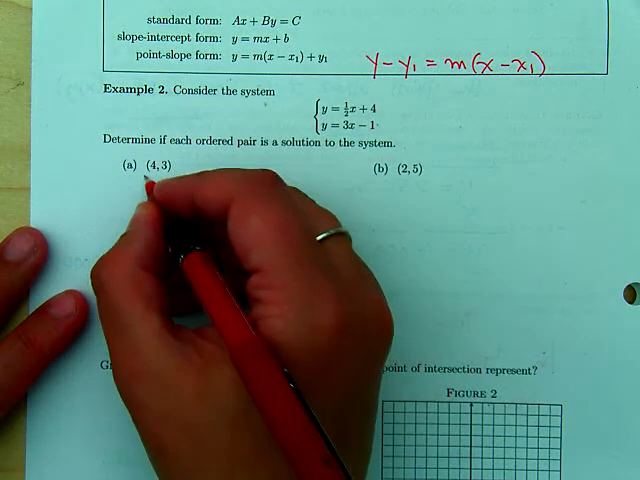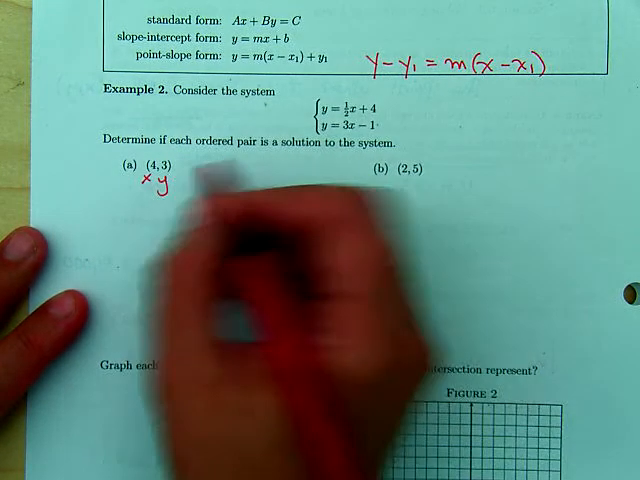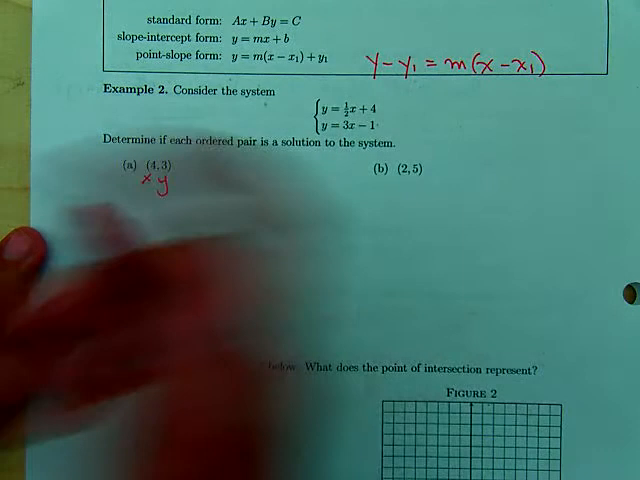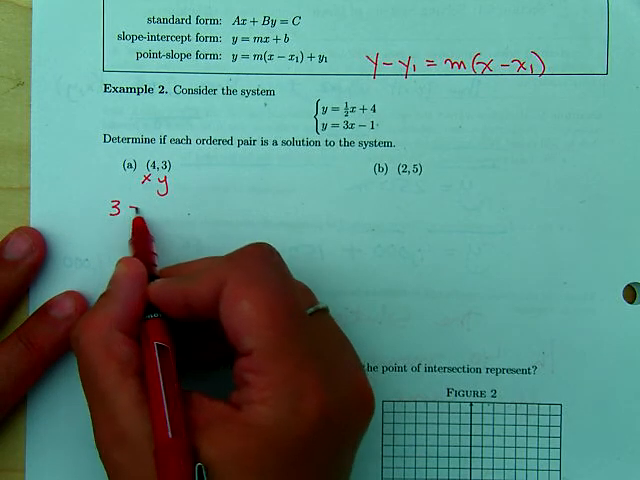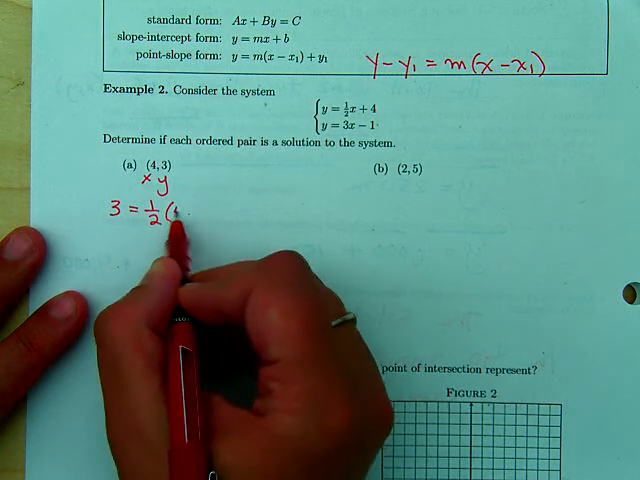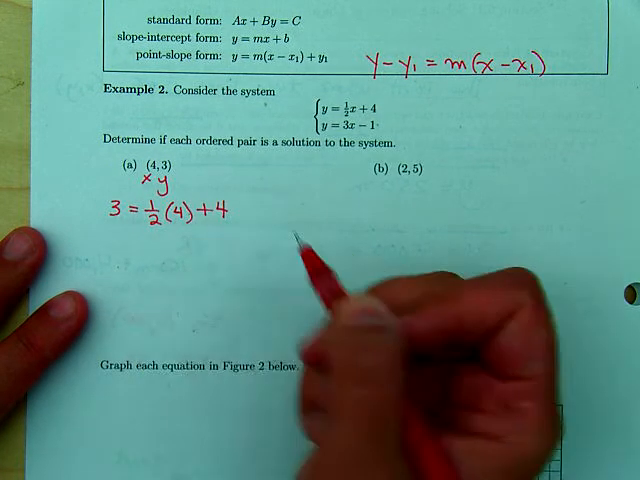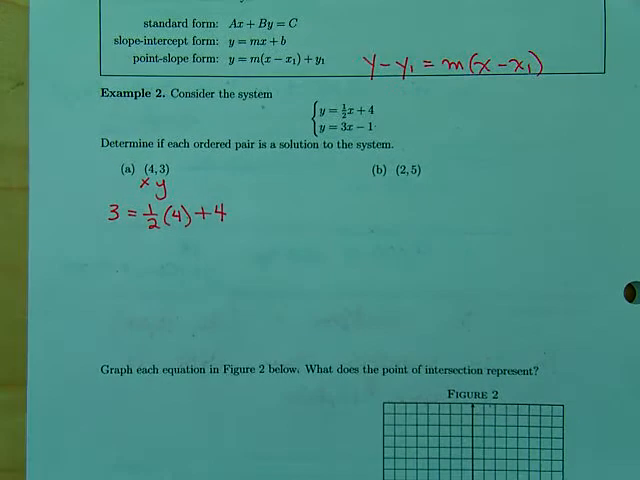So here's our x, here's our y. It's very important because the way this is written, it's sort of like backwards. The y gets replaced with a 3, equals 1/2 times 4 plus 4. And we want to know, does that work? So, did I plug it in right?